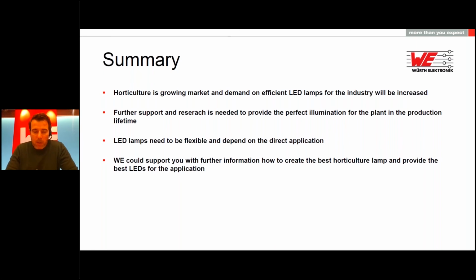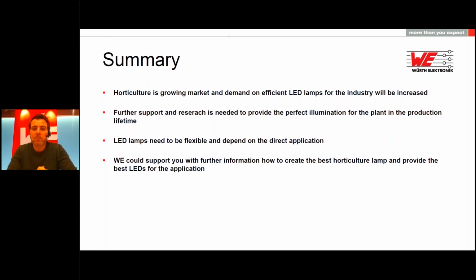As we see, horticulture is a growing market and demand on efficient LEDs from the industry will increase with each year. And the reason for this is that horticulture will provide a sufficient energy efficient way to provide more food and more healthy and nutritious food, even in regions where it is hard to grow and lack such food. So this is one of the main benefits that we are looking to improve and to provide more green and healthy food for the population of the world.